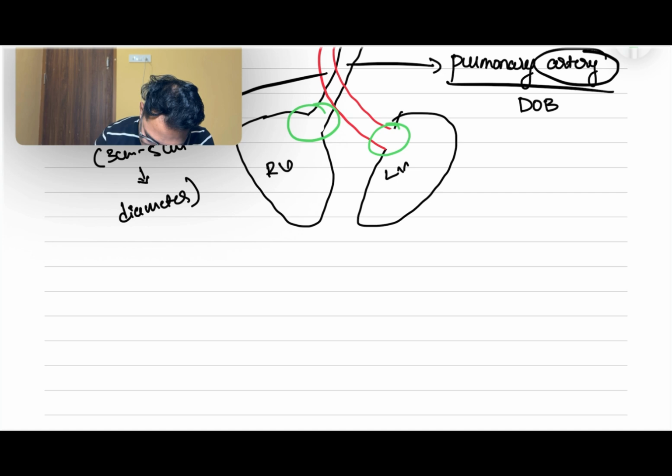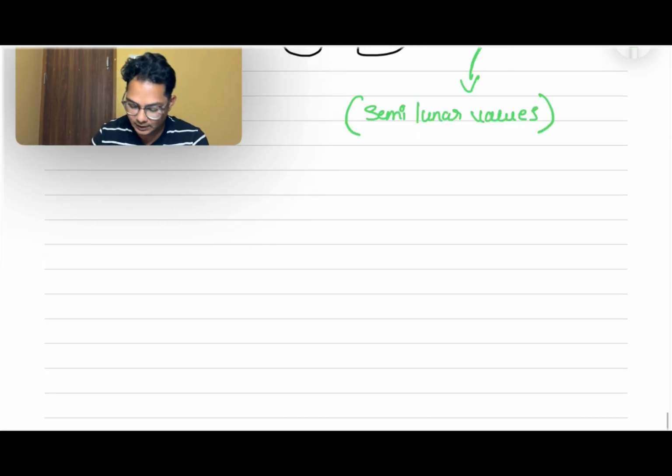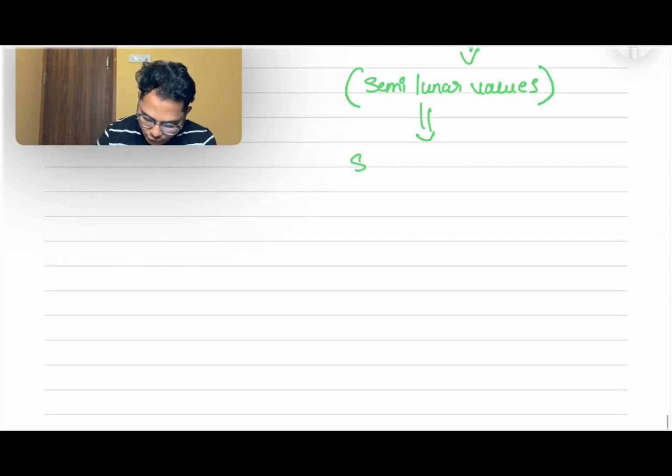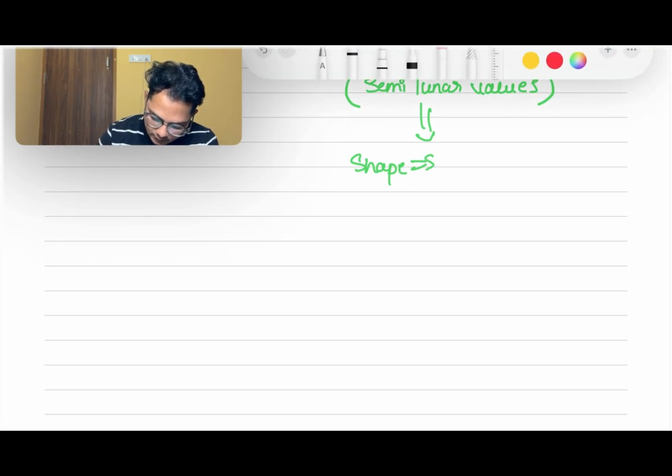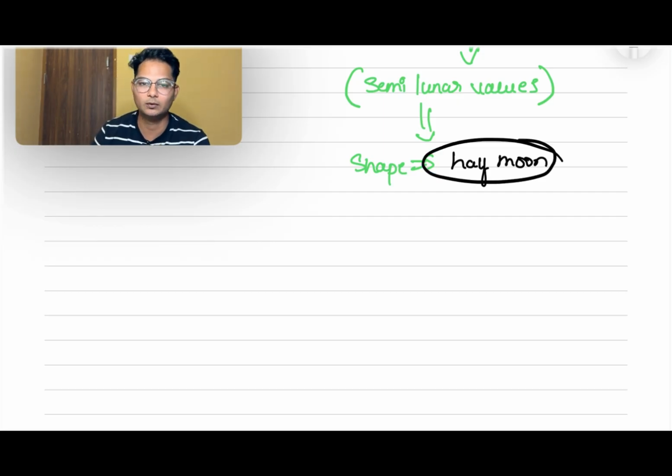At this location, there will be valves present, and these valves are called semilunar valves. Why are they called semilunar valves? Because their shape looks like a half moon. That is the reason why they are called semilunar valves.